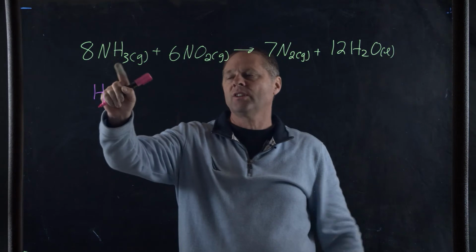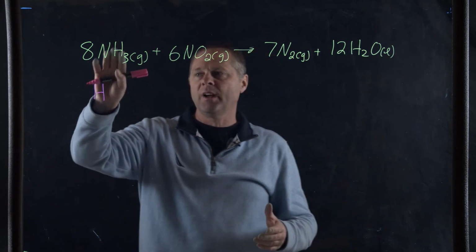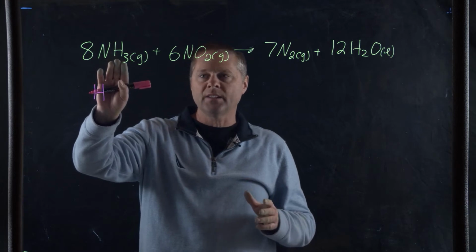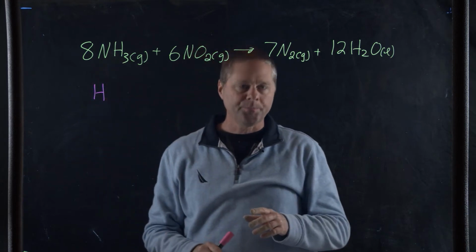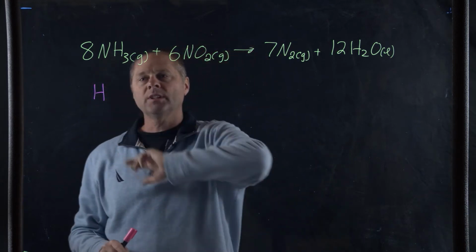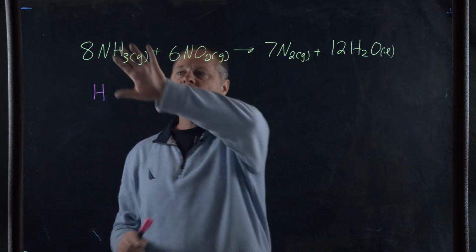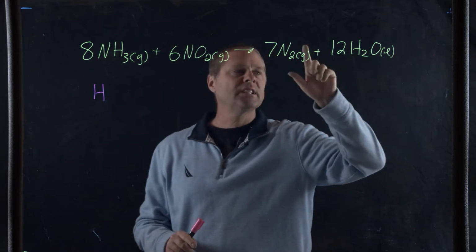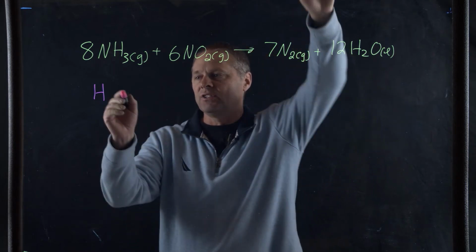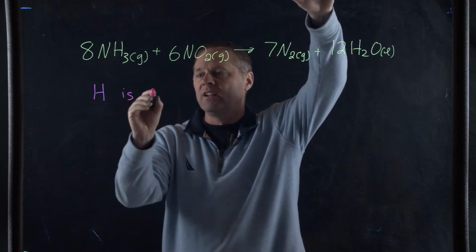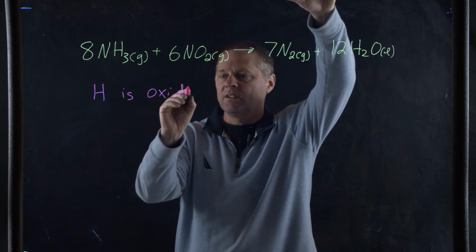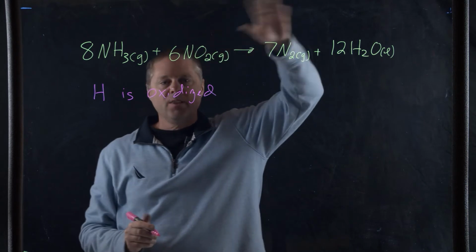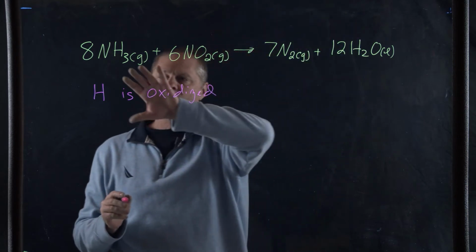The hydrogen is a little bit easier to deal with, because we simply have hydrogen on only one of the reactants, as opposed to nitrogen on both. If we look at the hydrogen going from the reactant side to the product side, the hydrogen is gaining oxygens, and so the hydrogen is oxidized. So what do I mean by that?